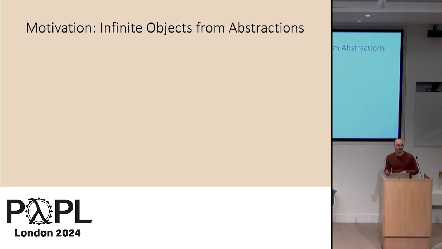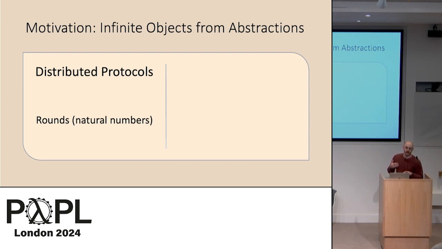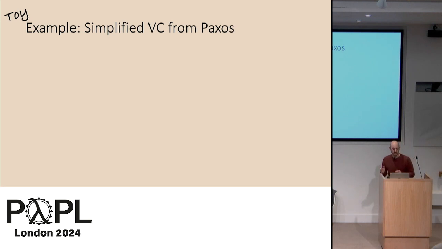So some of you might be sitting in the audience and thinking, well, why do I care about infinite models? We're in computer science. Aren't we always interested in finite objects? And my answer is, well, we are, but when we abstract our problem in first-order logic, infinite models, though spurious, will invariably appear. And we specifically draw examples from two domains: distributed protocols, where we have rounds which are natural numbers, but we abstract them, and linked lists, where we have the nodes in the heap abstracted.